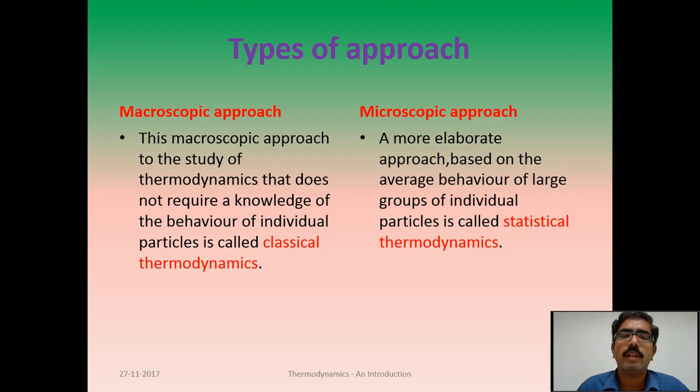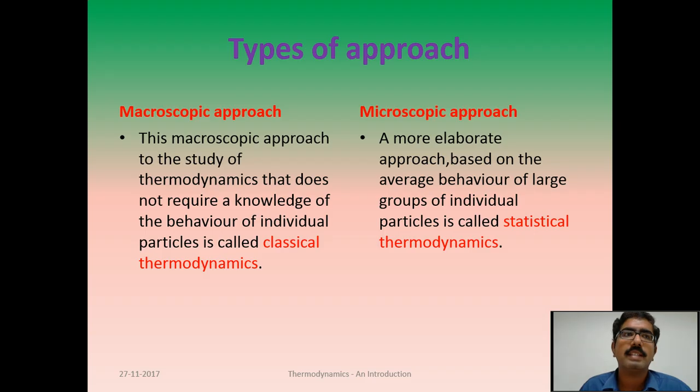The other name for the macroscopic approach is classical thermodynamics. The other name for the microscopic approach is statistical thermodynamics. A simple example I would like to share here: we have a class of 60 students. If we find the pass percentage for all 60 students, then it is a macroscopic approach. If we find the pass percentage of a single student, then we call it a microscopic approach. Like that we can relate to these types of approach.